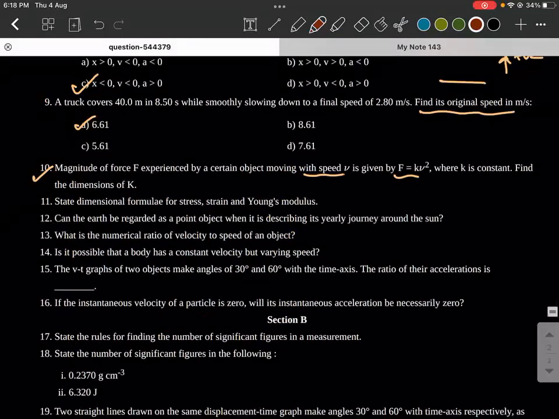State the dimensional formula for stress, strain, and Young's modulus. I don't think you would have done it. Okay, let's leave it. I don't want to stress your mind by it. It is in the 11th chapter. Don't worry about it, I'll explain it. Stress and Young's modulus will have the same dimensional formula. Stress is nothing but pressure.